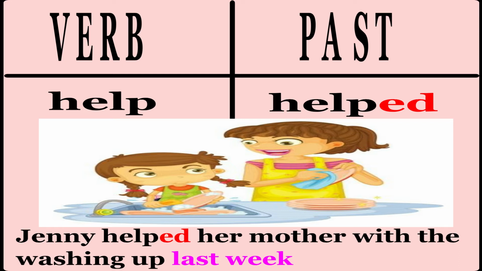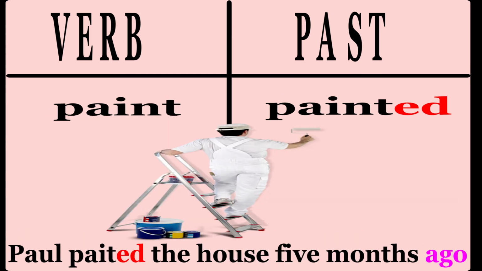The next verb is paint. Past, painted. Paul painted the house 5 months ago. What did Paul do 5 months ago? He painted the house. Did he paint the house? Yes, he did.